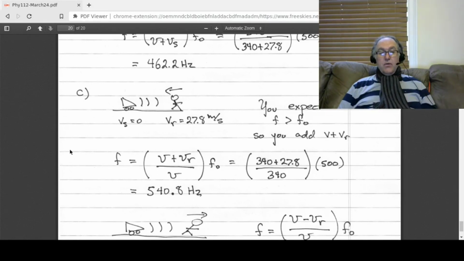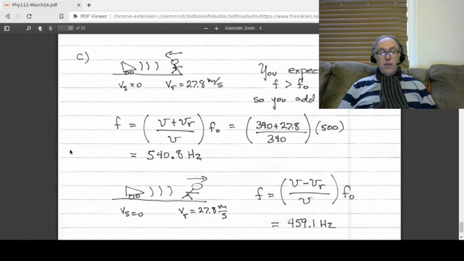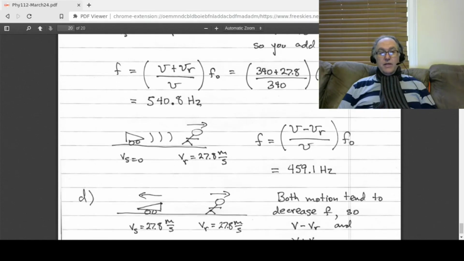And that's with the receiver approaching. What if the receiver is receding, or the receiver is moving away from the source? Well, then it's the same thing, but now you have to subtract because you expect a lower number. You expect the frequency to lower, and sure enough, it does. It's 459.1 hertz. Okay, and so there you go. You get a drop in the frequency.